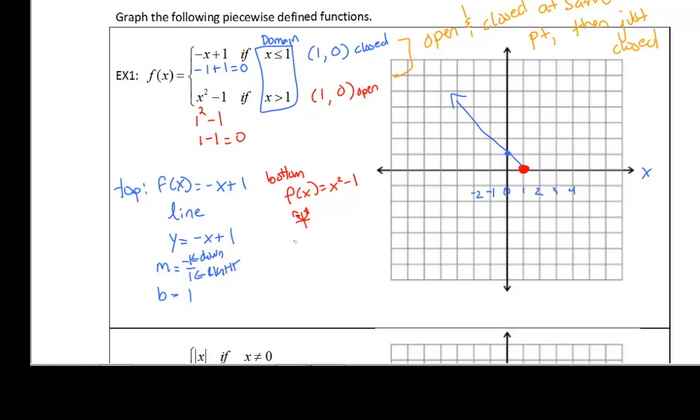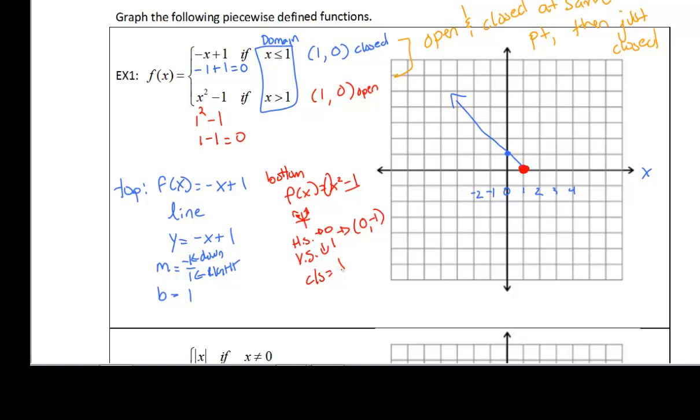Do I have a horizontal shift? Is there something in parentheses with x that's getting squared? No, so I write 0. Do I have a vertical shift? I do. I'm going down 1. So the new vertex, knowing that I have a horizontal shift of 0 and a vertical shift of down 1, is 0, -1. Then what's my compression stretch? The compression stretch is the number I'm multiplying out here. There is no number, so I can write 1. There's no need to find the x-intercepts for these. So that's all I need.